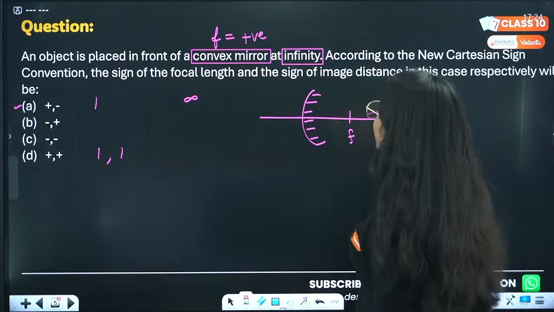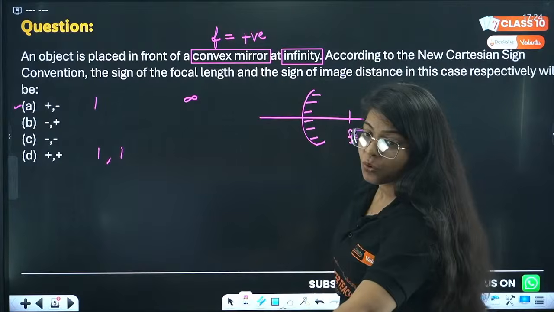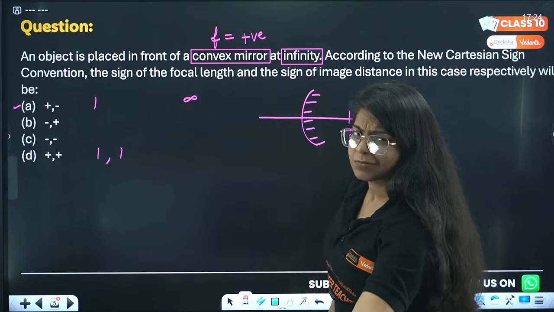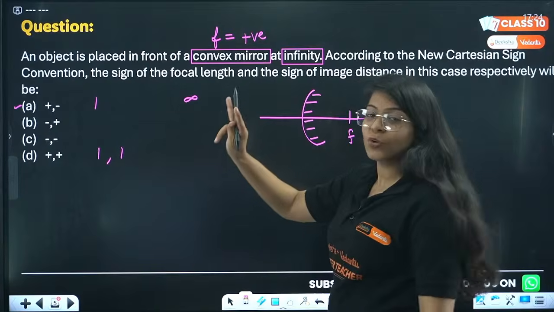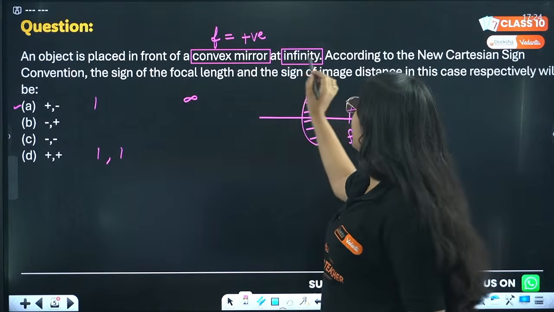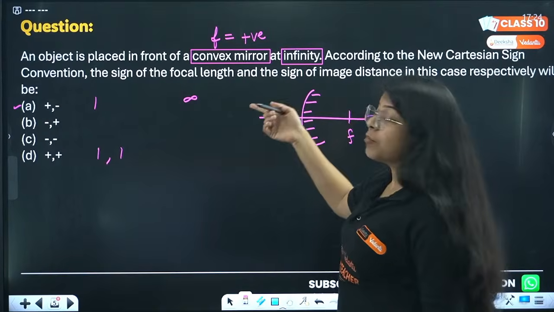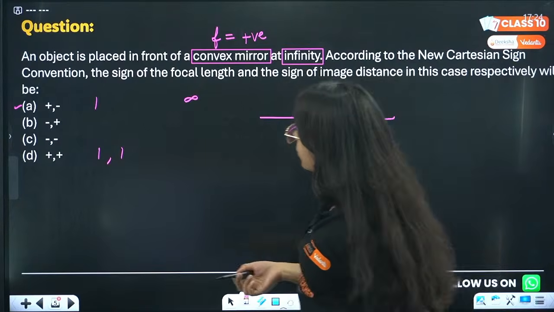Nice. Then, we have the sign of image distance in this case. Oh, this is easy, beta. This is easy. So, anywhere you place the object, we have two cases. At infinity, at anywhere between infinity and pole. Now, here the object is at infinity. The image will be at focus. Focus is on the positive side. So, image will be on the positive side.